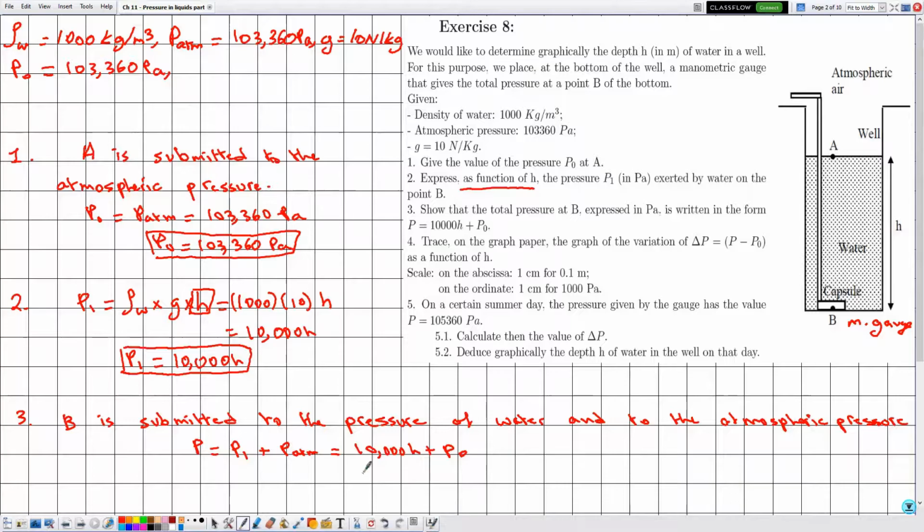So this is the required relation, that the total pressure at the point B, which is denoted by P, is equal to 10,000 H plus P0. So we have that P is equal to 10,000 H plus P0. And let me make some space here.